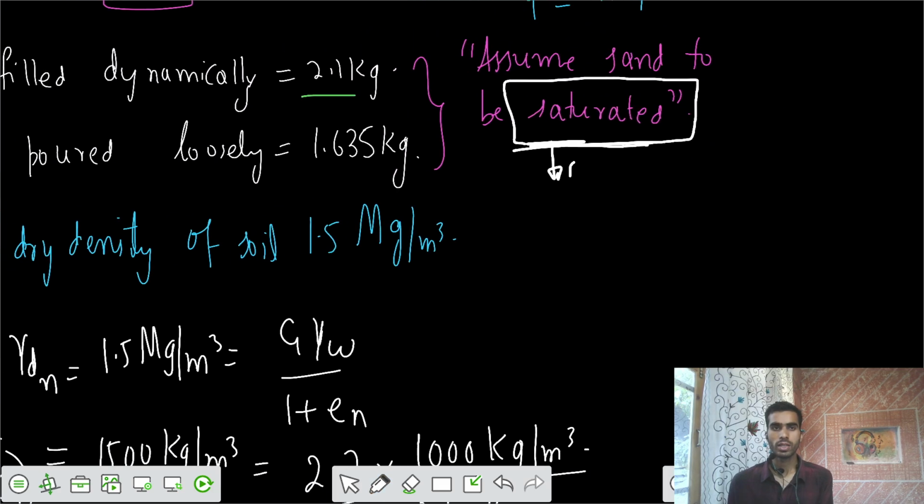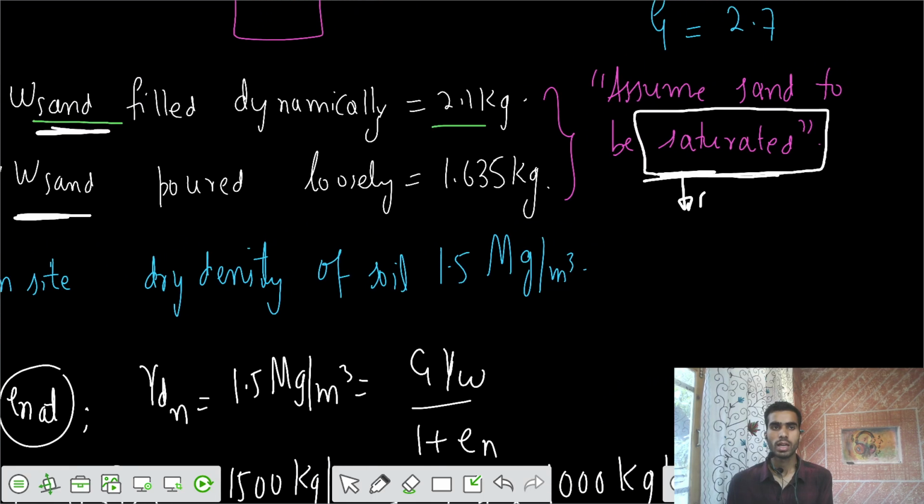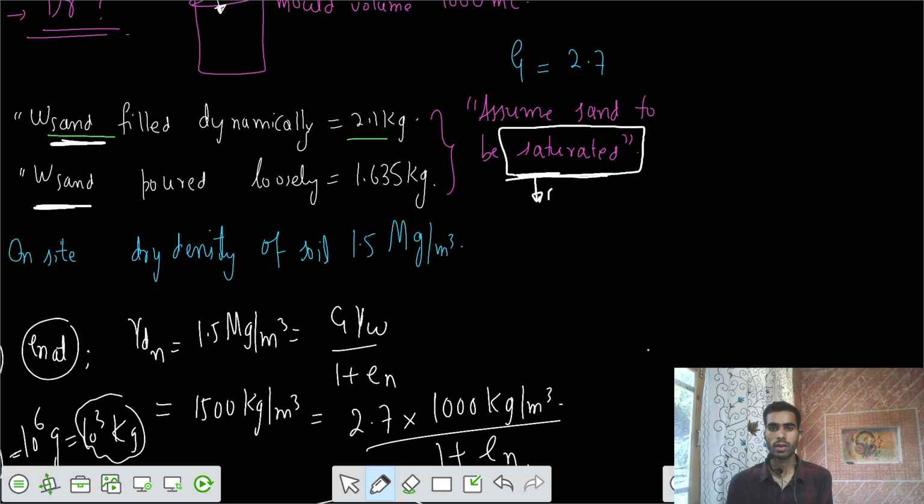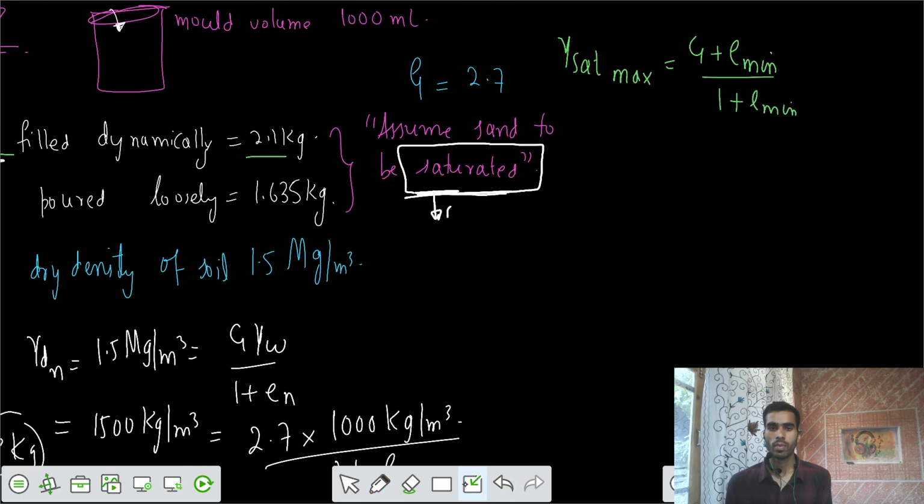That's the first condition, gamma sat for the max value. Gamma sat max is equal to G plus e minimum divided by 1 plus e minimum. At that condition, your e would be minimum. Now this is actually gamma sat, so we have to multiply by gamma W also. This is the weight of soil in the saturated condition.